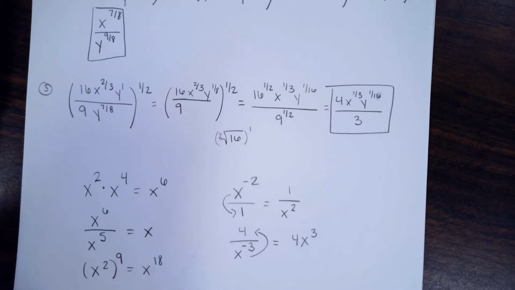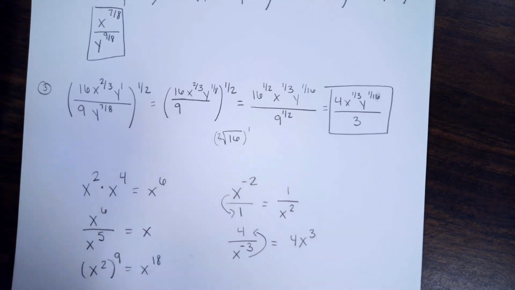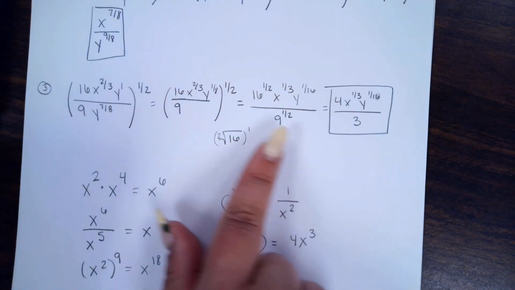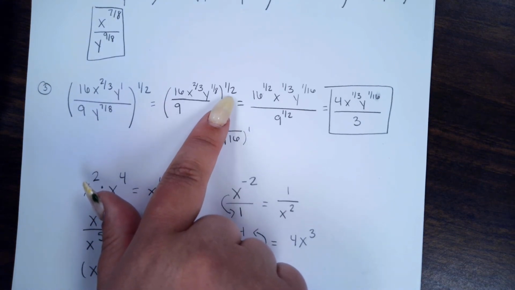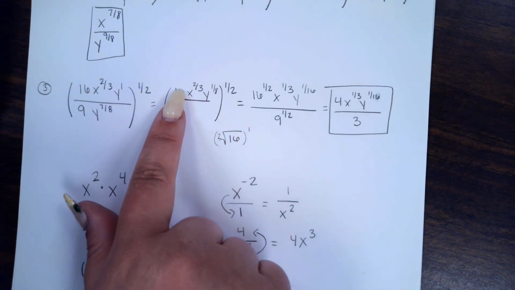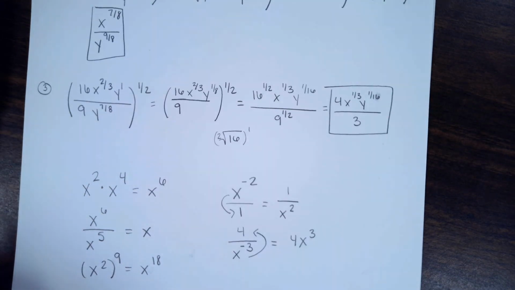So the biggest takeaway there is when you have exponents on the outside and you have coefficients, you need to make sure that you distribute that exponent to the variables as well as the coefficients.